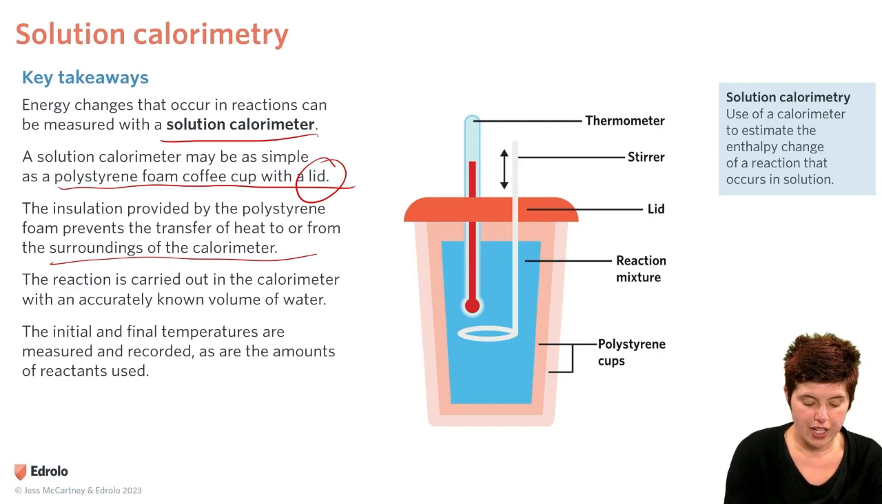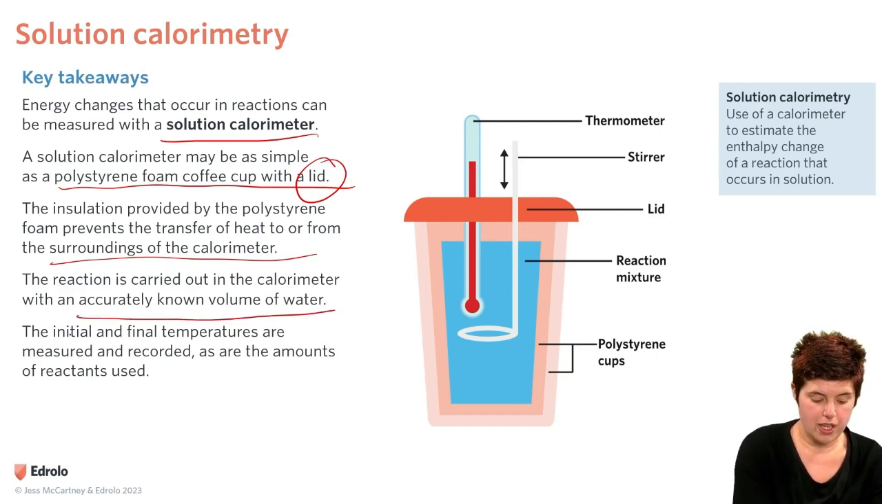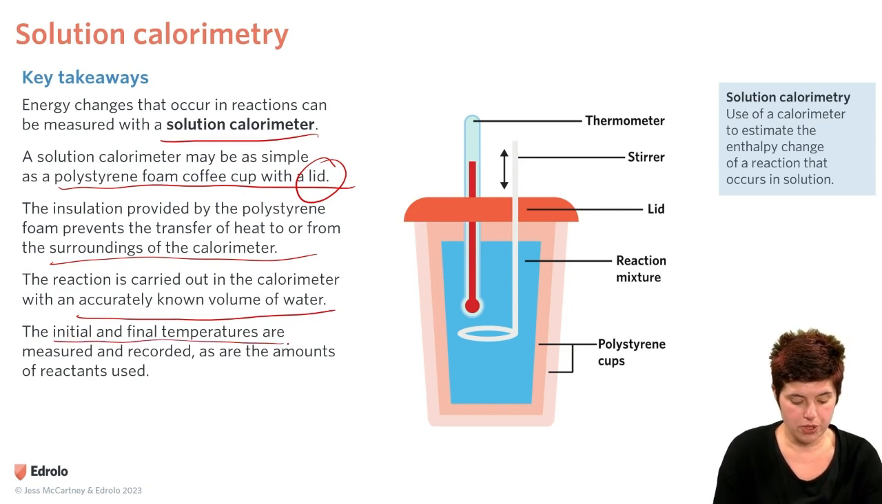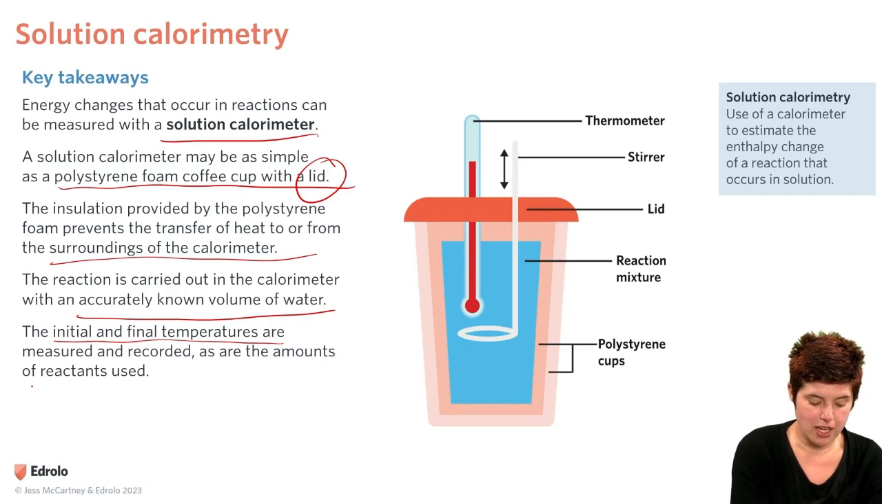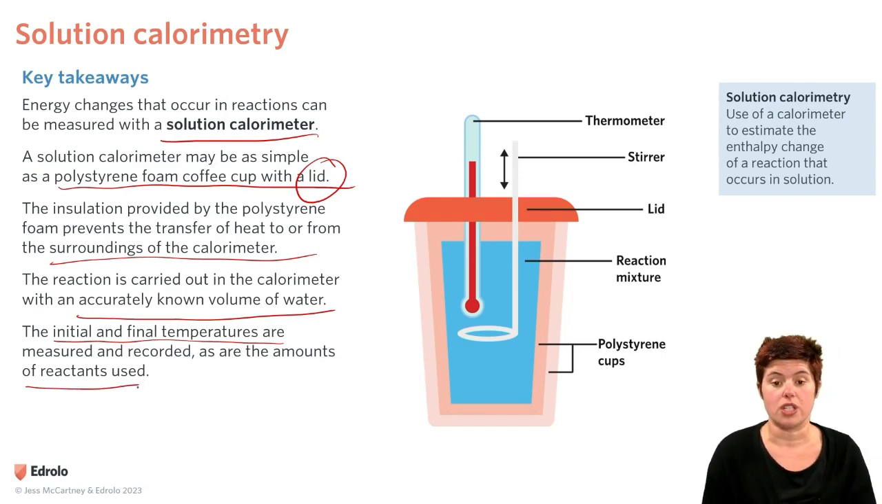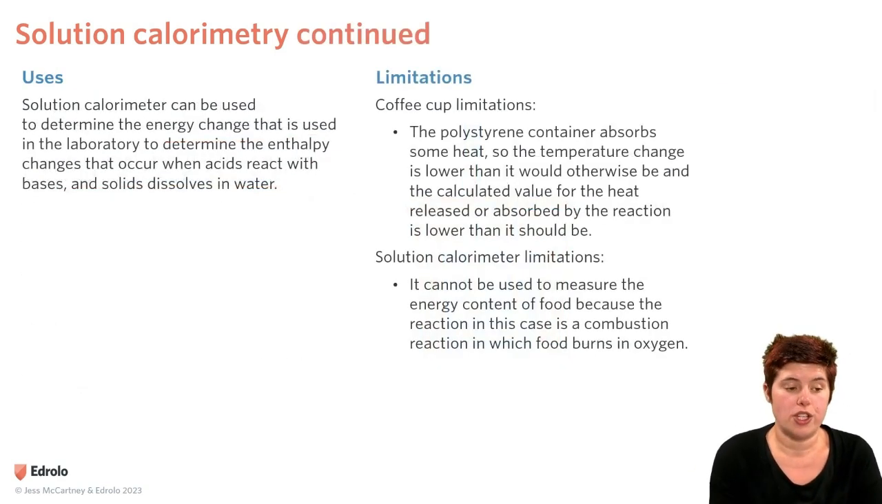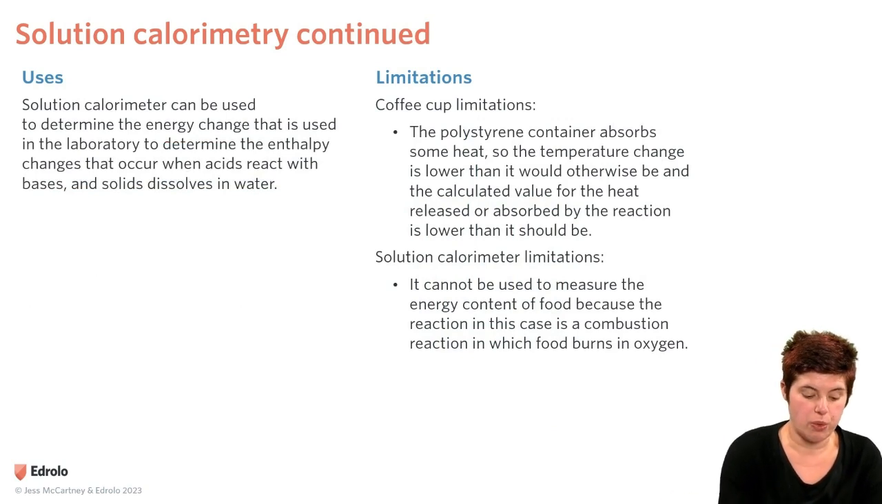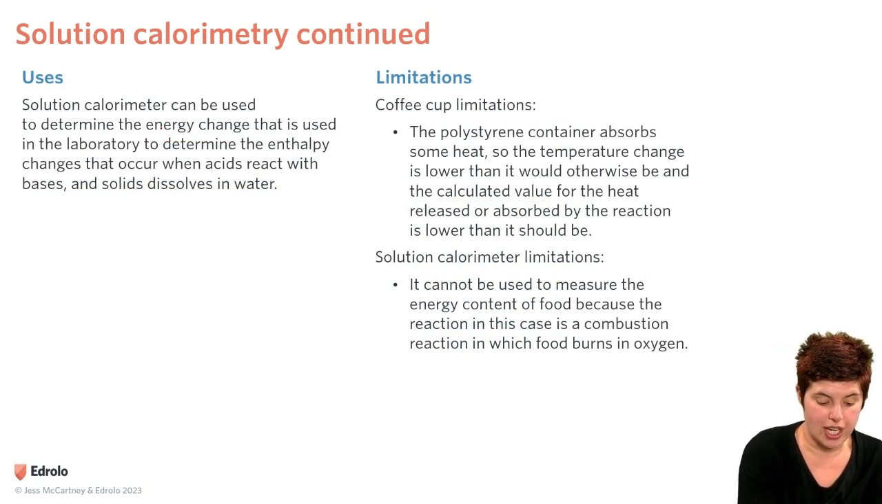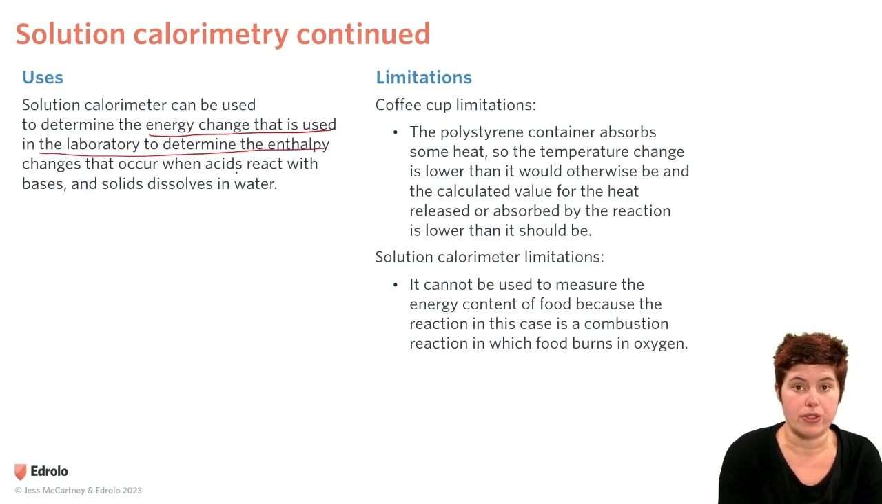The reaction carried out in the calorimeter uses an accurately known volume of water, and we calculate the initial and final temperatures, which are measured and recorded, and the amount of the reactants is also measured and recorded. So when do we use this? Well, we look at this when we're looking at the energy change in the lab, specifically with solutions.